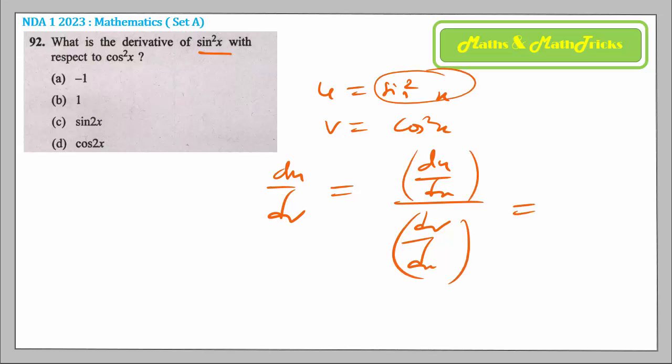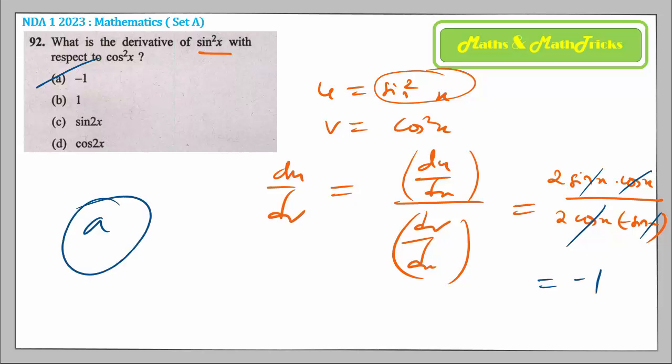What is du by dx? Sine square x derivative, chain rule. 2 times sine x, again sine x is a function, so cos x. Chain rule: power function and then angle. Okay, 2 times sine x, again sine x derivative cos x. Then dv by dx, 2 times cos x, derivative is minus sine x. So you can see that cos x cancels, sine x cancels, what remains there? Minus 1. So du by dv, we got it, it's option A, minus 1.